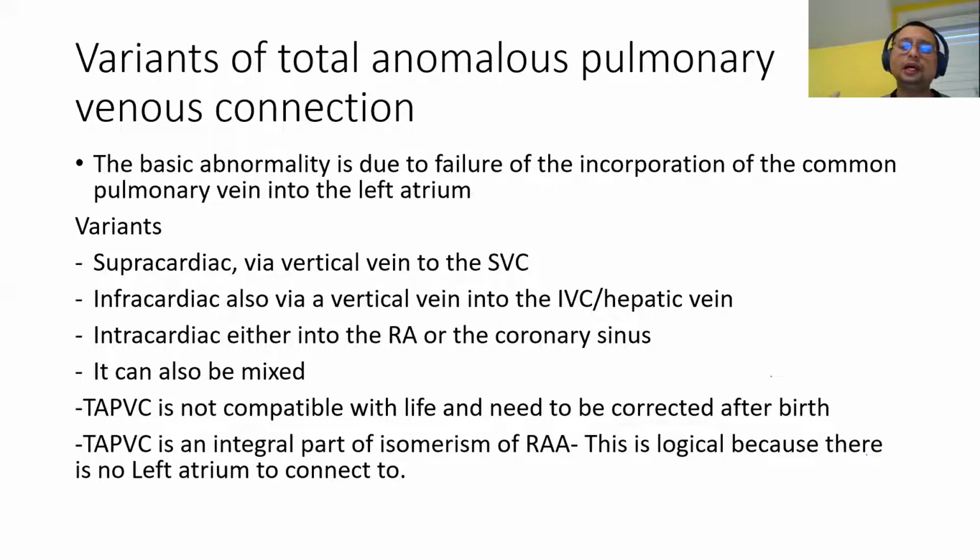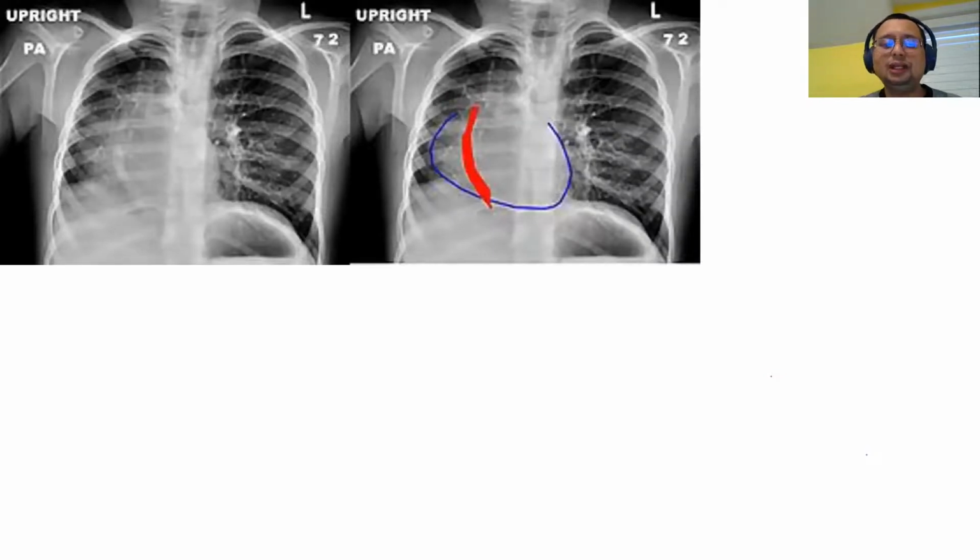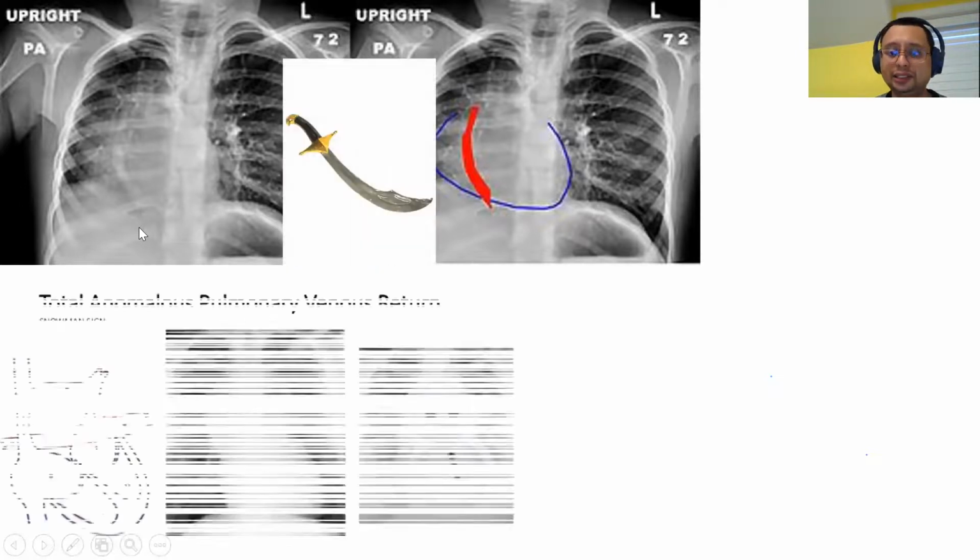Okay, so I hope you have understood the difference between partial anomalous pulmonary venous connection and total anomalous pulmonary venous connection. So this is an example of scimitar. What happened is that all of your right pulmonary veins now connect to the IVC. So you see this shadow here going from top down that looks like a sword. That is what we call scimitar, or scimitar syndrome.